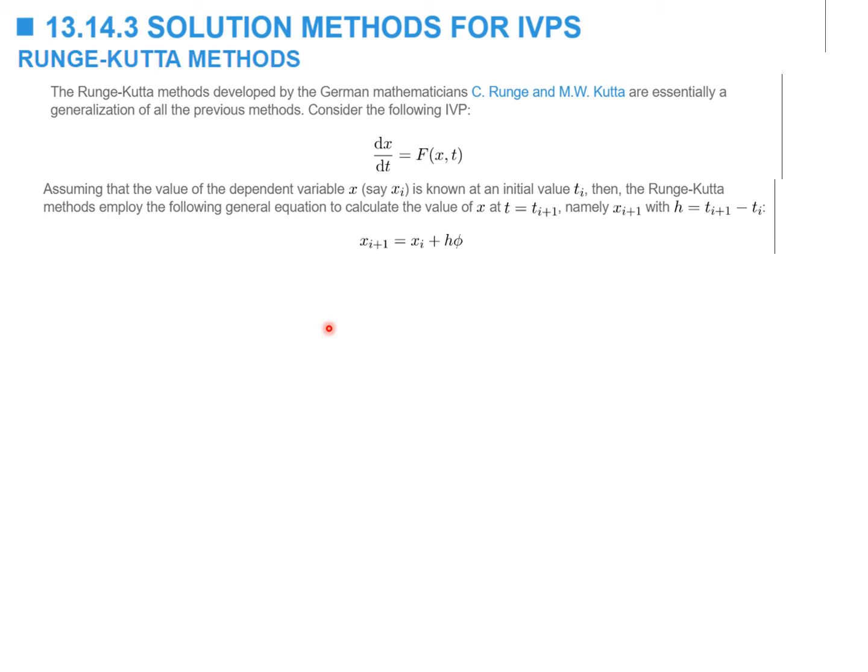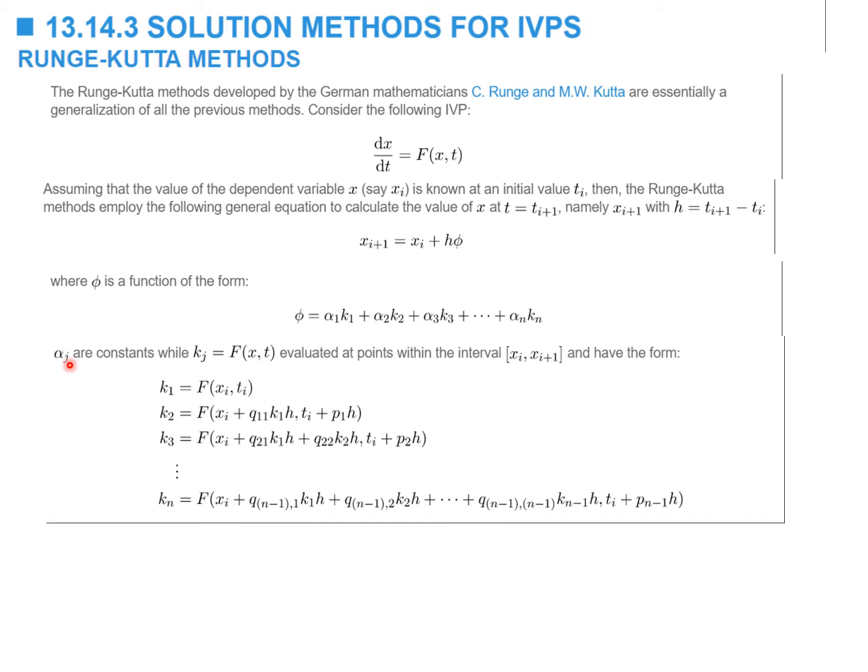The Runge Kutta methods give a general expression for the rate as a value alpha 1 multiplied by k1, alpha 2 multiplied by k2, alpha 3 multiplied by k3, and so on, where these alphas are constants and the k sub j's are rates evaluated at different points within the interval between t sub i and t sub i plus 1, or x sub i and x sub i plus 1.